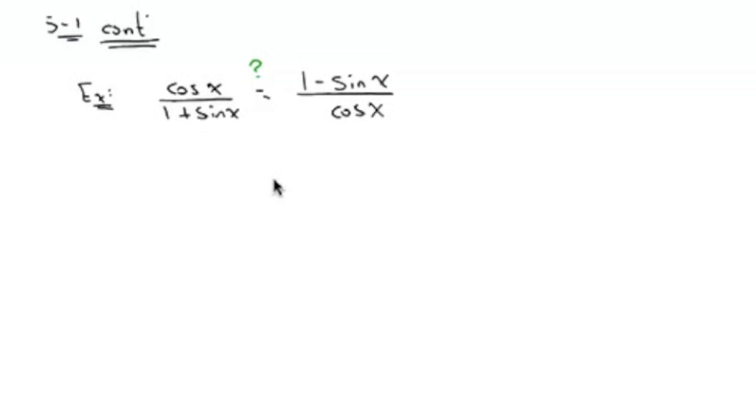And here's the goal. The top over here has a sine, and I want to force it to become a cosine. The bottom over here has a cosine, and I want to force it to become a sine. And you can't just take the fraction and flip it. That's just illegal. So here's the trick I'm going to play.